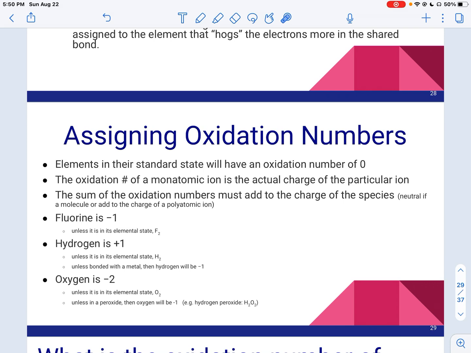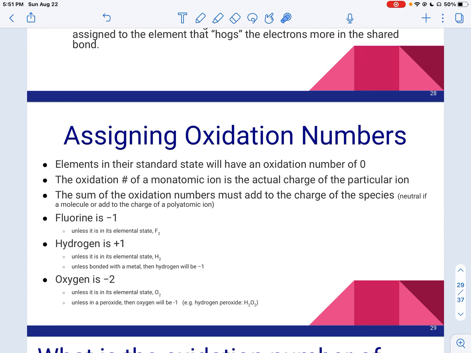These rules are what we call hierarchical. You have to follow them in order. Okay, so if a lower rule is contradictory, you go with the one above it. So that's why you'll see all of these, unless it's this, because they're talking about the above rules.